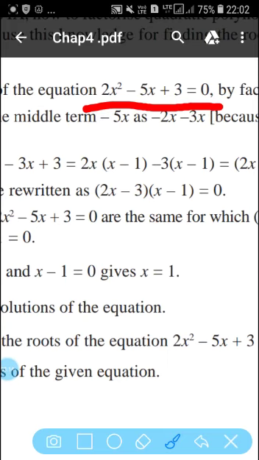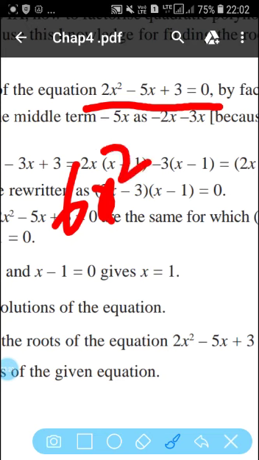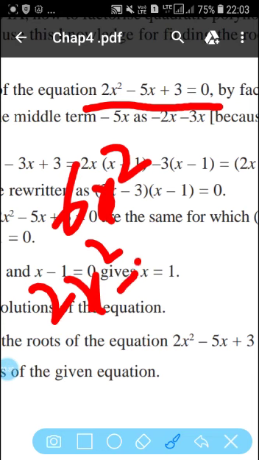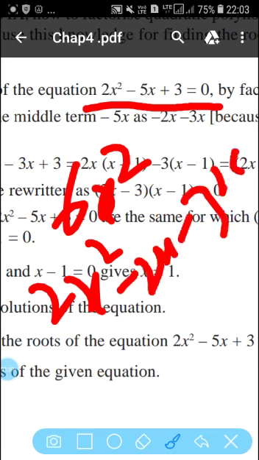3 times 2 is 6, so 6x square. So what we have to do here, we will choose those numbers. Can we write 2x square? We want 5x, so we will write minus 2x minus 3x. So it becomes minus minus plus, and this becomes minus here.